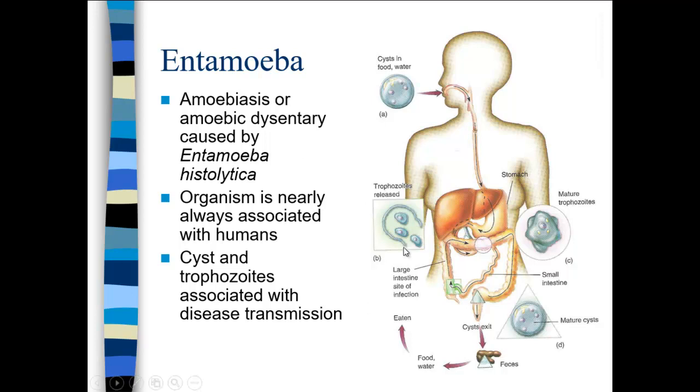Okay, there's my arrow. And the mature trophozoites then transit through the large and small intestines. And then when they hit the anus, there's less nutrition, and cysts form again. Cysts pass through the feces. The feces contaminate water, they contaminate food, and the whole cycle continues.